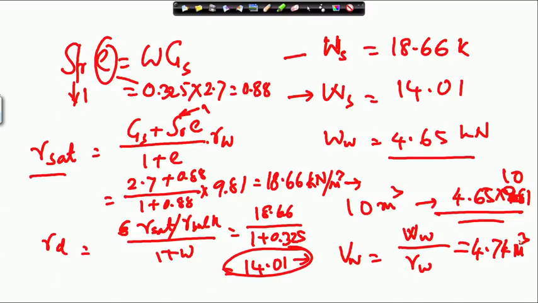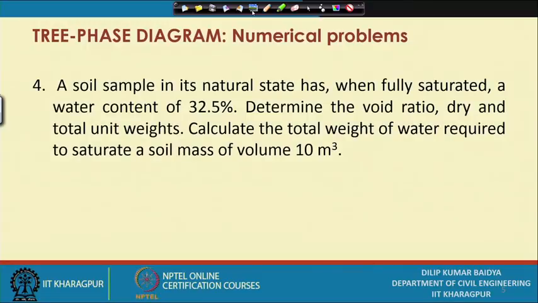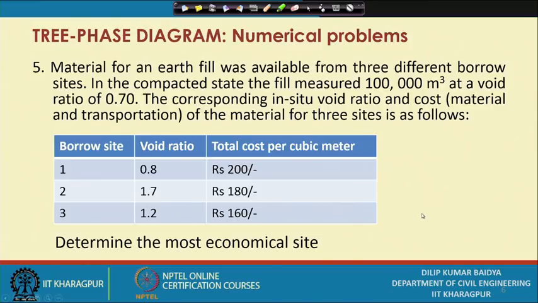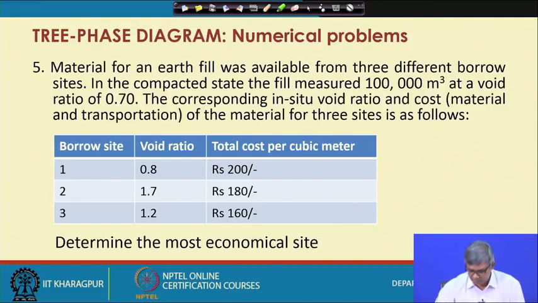So, that means these 4 parts are done. That means if I know the water content and saturation condition, then using those relationships I can find out other important things. So, this is the application number 5, and you can see now this problem is given.